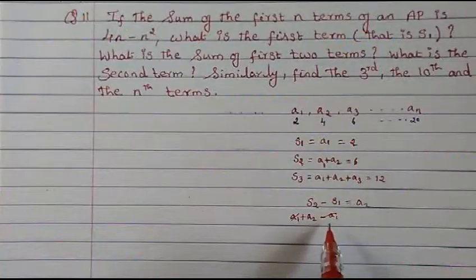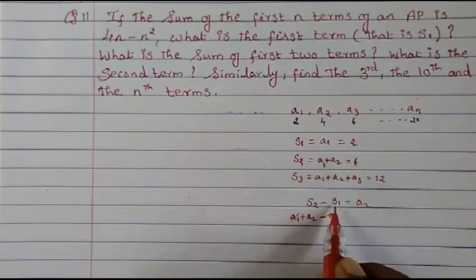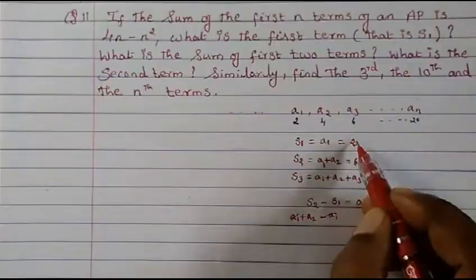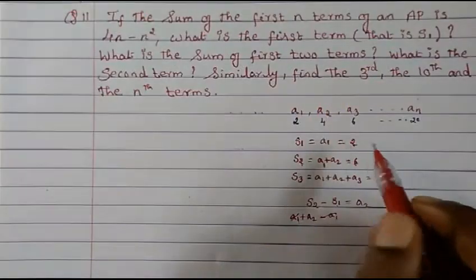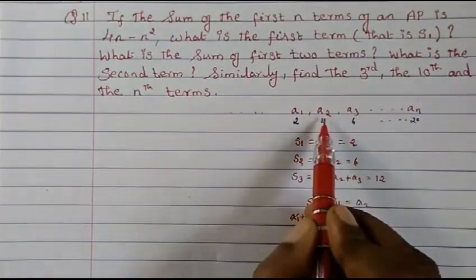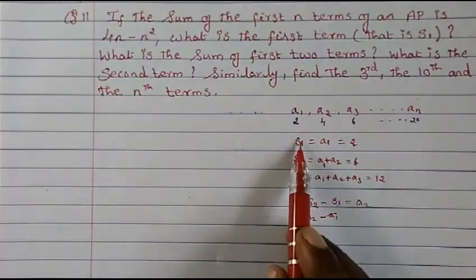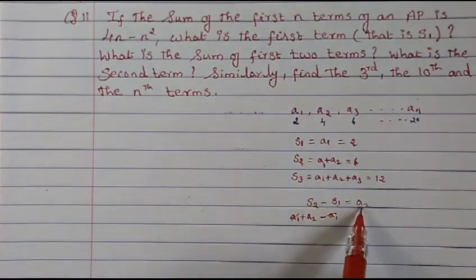The same thing, let us put in numbers. S2 is 6 and S1 is 2. That means 6 minus 2 will give 4. And 4 is A2. So that's what I got: from S2, when I minus S1, I am getting the second term, that is A2.